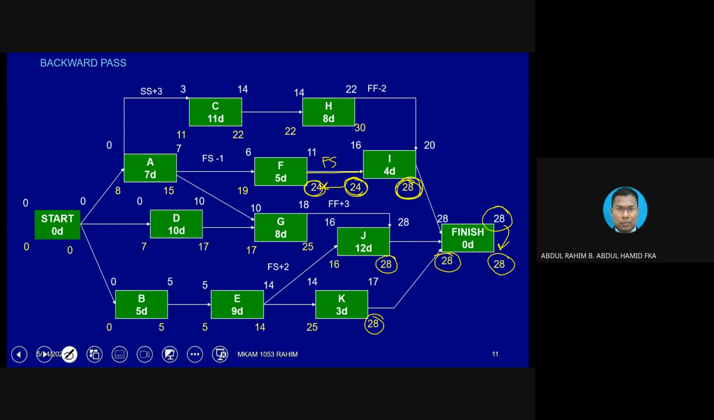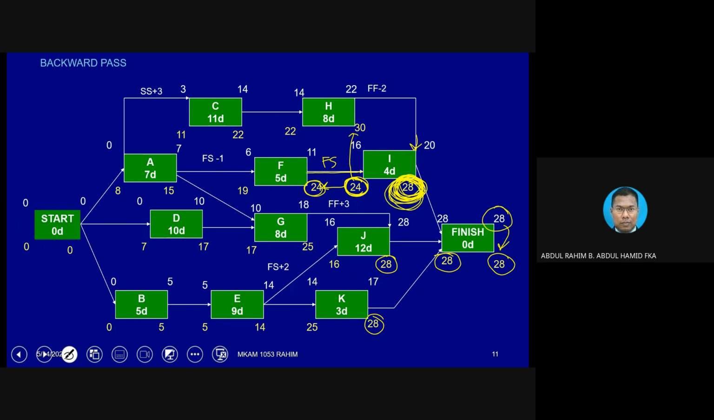The value from I into H. We cannot use 24 and put it inside here, because it is not finished to start. Remember, I told you, we must use whatever the arrow comes from. Since it is coming from the back, it is the back value here. 28 is the one that we need to consider.